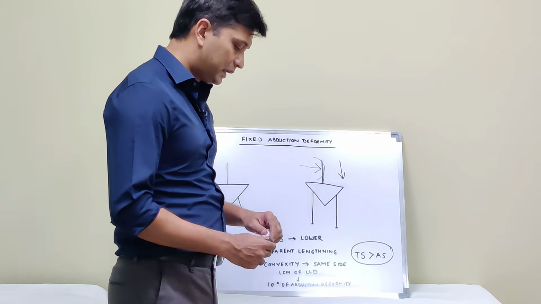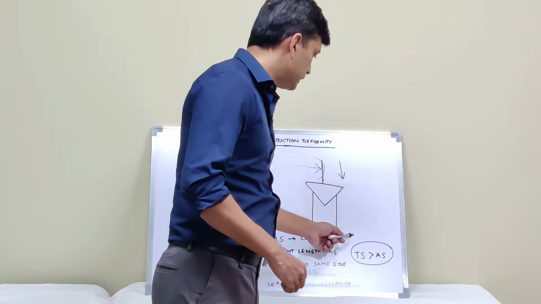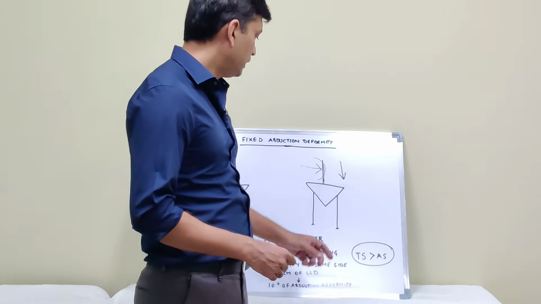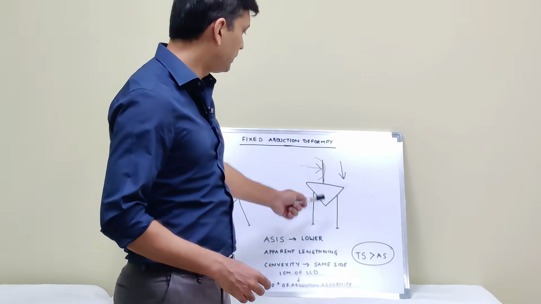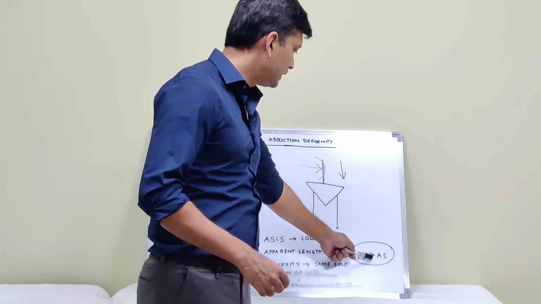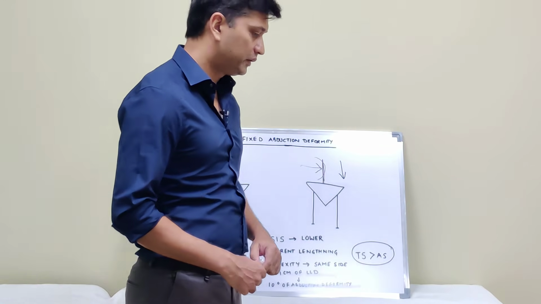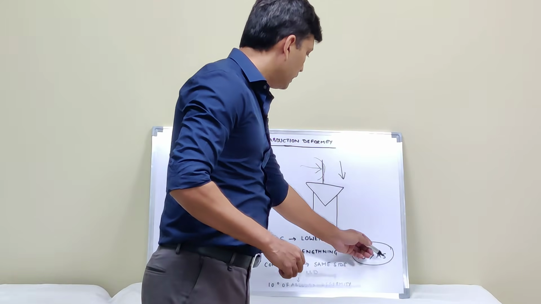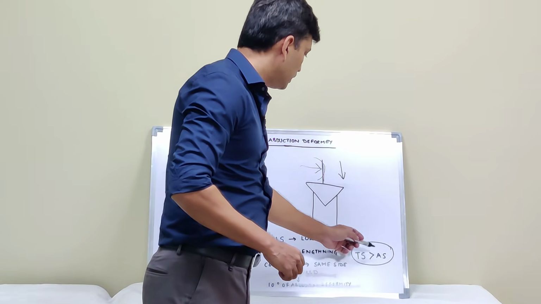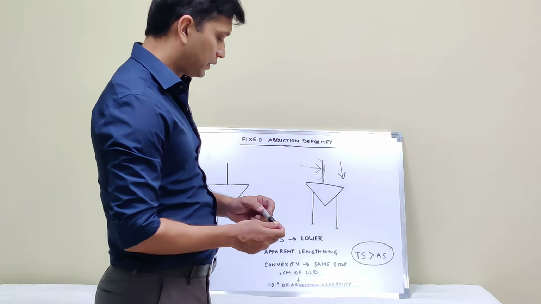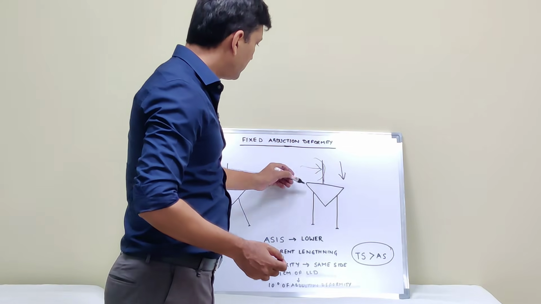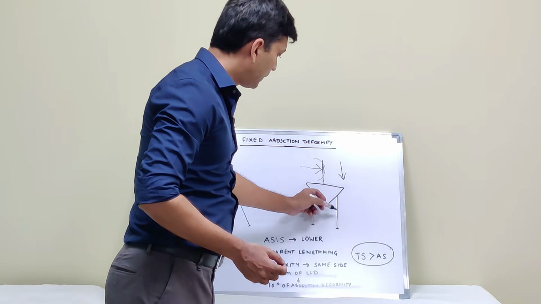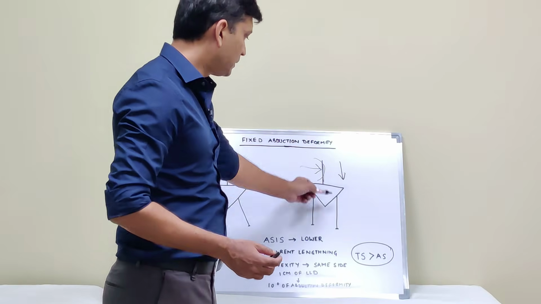Now the most important thing which I have marked here is, when you examine the patient in the exams, you will have few scenarios, and in abduction deformity, your true shortening is greater than apparent shortening. So if somebody has got a shortening, what happens is the apparent shortening will be much less, because as I said, in abduction deformity the pelvis will go down, and as the pelvis will go down, there will be apparent lengthening. This is the compensatory mechanism.